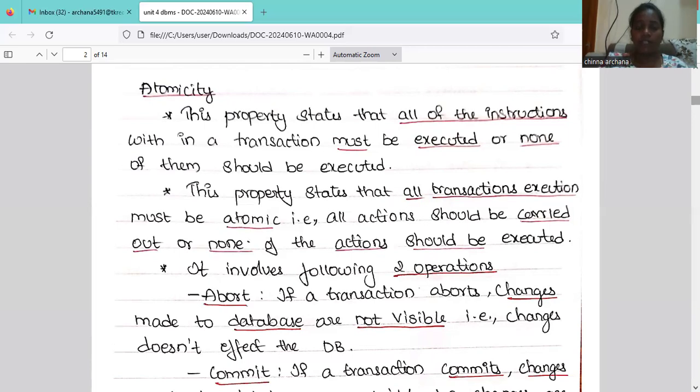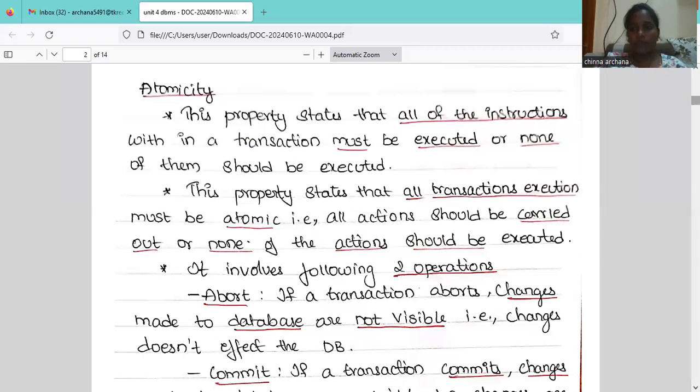This property states that all of the instructions within the transaction must be executed or none of them should be executed, which is the same as what I just said. You can also say that this property states that the transaction's execution must be atomic: all the actions should be carried out or none of the actions should be executed. Let us see what other operations are involved. First we'll discuss the atomicity property.